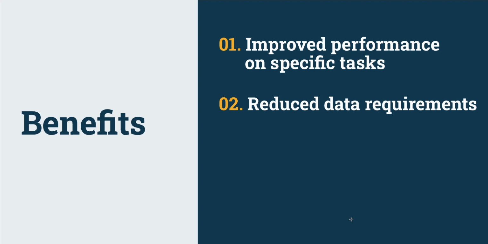Second is reduced data requirements. LLMs are typically trained on massive datasets, which can be expensive as well as time-consuming to collect and label. Fine-tuning an LLM on a smaller dataset of labeled examples for a specific task can reduce the data requirements for the task. The third is transfer learning. Fine-tuning an LLM allows you to transfer the knowledge that it has learned from its pre-trained dataset to a newer task. This can be especially useful for tasks where you have a limited amount of labeled data.